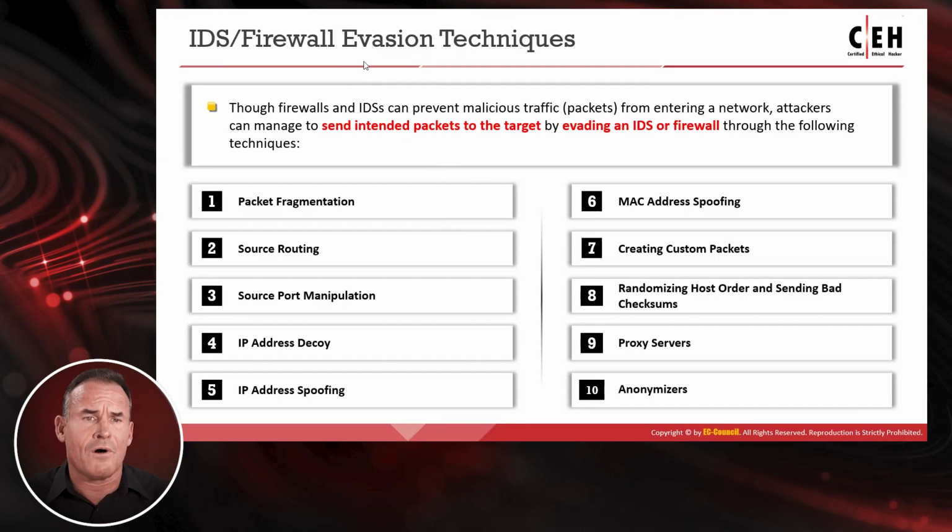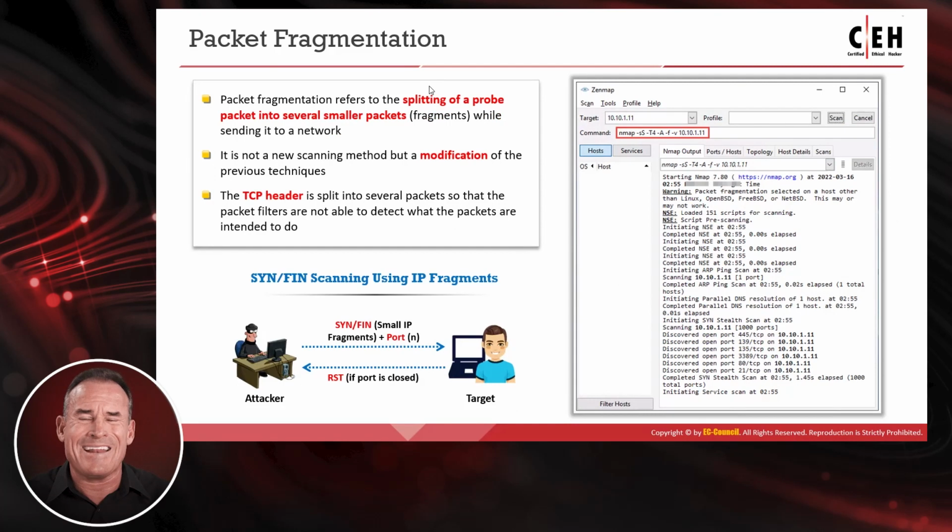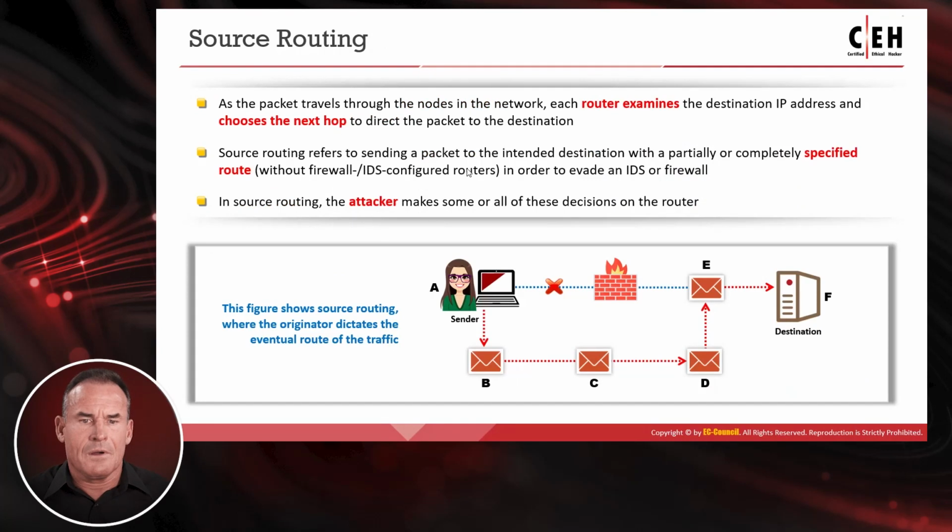For evading a firewall or evading an IDS, you have to make it not see the signature. So packet fragmentation in a scanning engine will split up the probe packets into fragments, sending them to the network. So you're splitting up the header into little bitty pieces, and if it doesn't reassemble them, it doesn't see the criteria that it's looking for. So Nmap with -f is the switch for fragmentation.